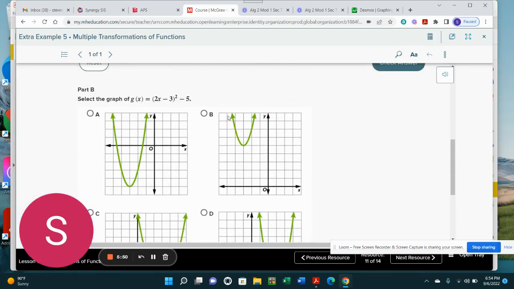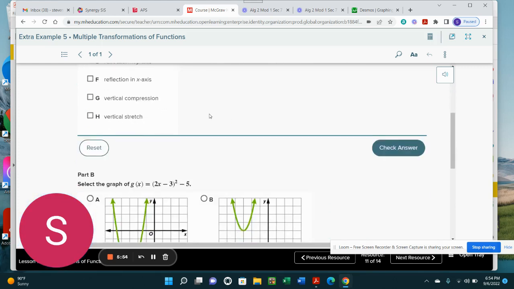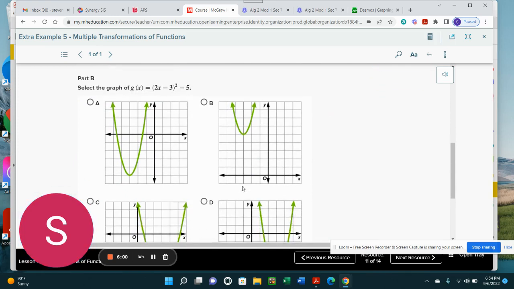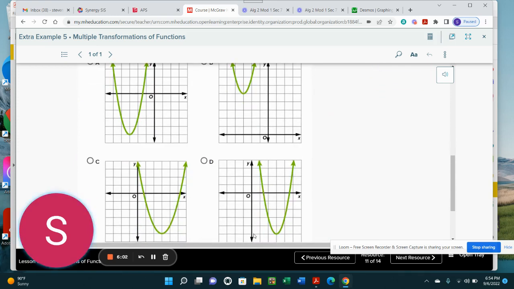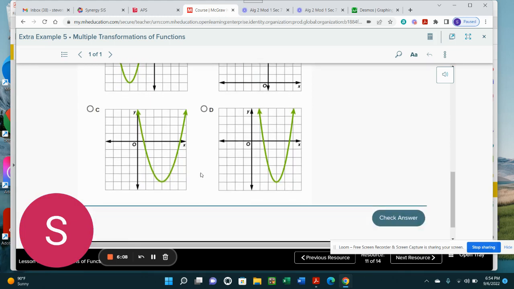So it definitely eliminates B. And then we know that it translates to the right. So this one's translating to the left. This one's, of course, translating to the left, but it went up anyway. But this one's going to the right 3, and this one's going to the right 3. And then the 2 in front is making it go up a little bit faster. So that means it'll go over 1, up 2. This one goes over 1, so it's got to be D. So the answer would be D.